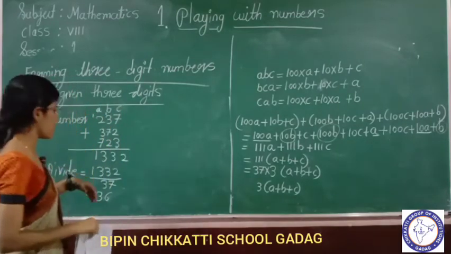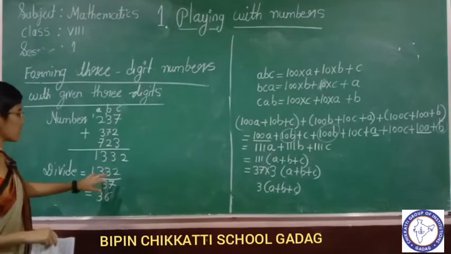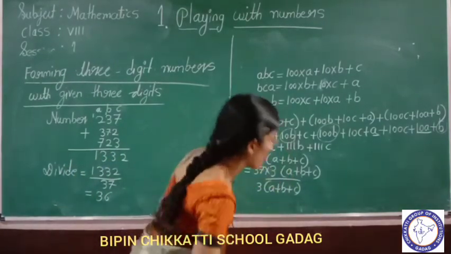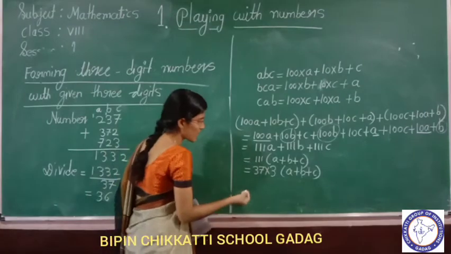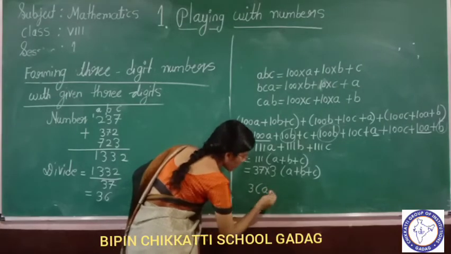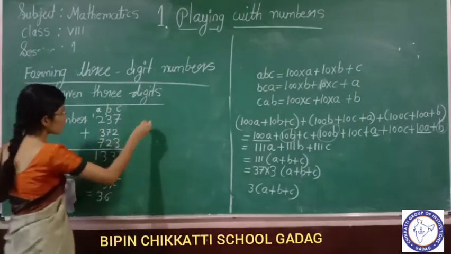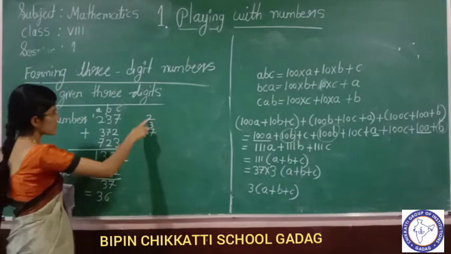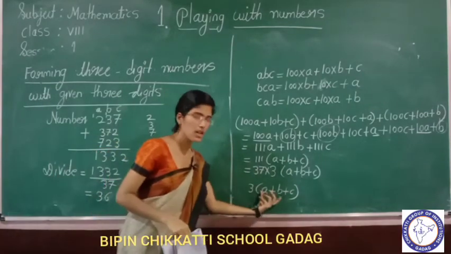Now see here, this was the rule here. Students, in all the games we have played, whatever we have done, divided by 37, what is left? 3 into A plus B plus C. Now just check here: A is 2, B is 3, C is 7. 7 plus 3 is 10, 10 plus 2 is 12, right? 12 into 3, 12 3s are 36. This is nothing but the remainder.